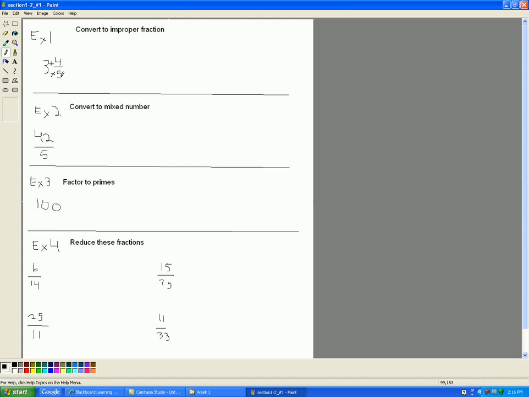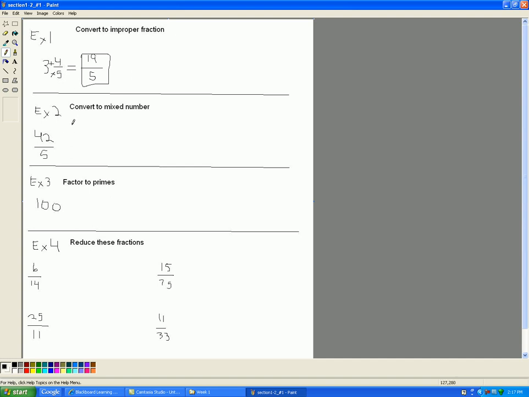And then to compute the actual value of your improper fraction, you need to always start at the bottom and go clockwise. 5 times 3 is 15. 15 plus 4 is 19. 19 over just your 5. You don't have to do anything with the denominator. So your answer there is just 19 over 5.